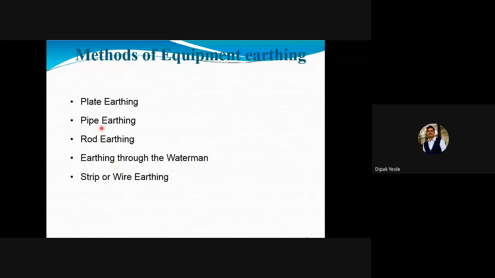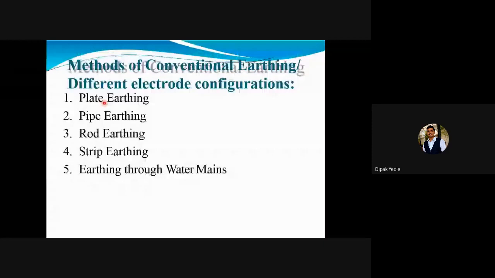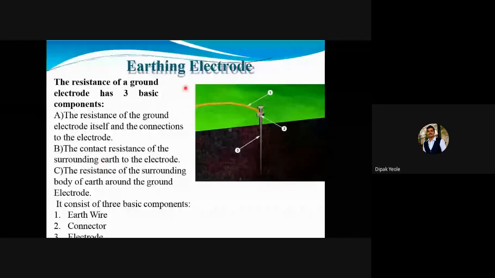Mainly, we are following these three types of earthing widely. So we will see the first. Sorry. The methods of conventional earthing are plate earthing, pipe, rod, strip, and earthing through water mains. Now we will discuss the meaning of earthing electrode.